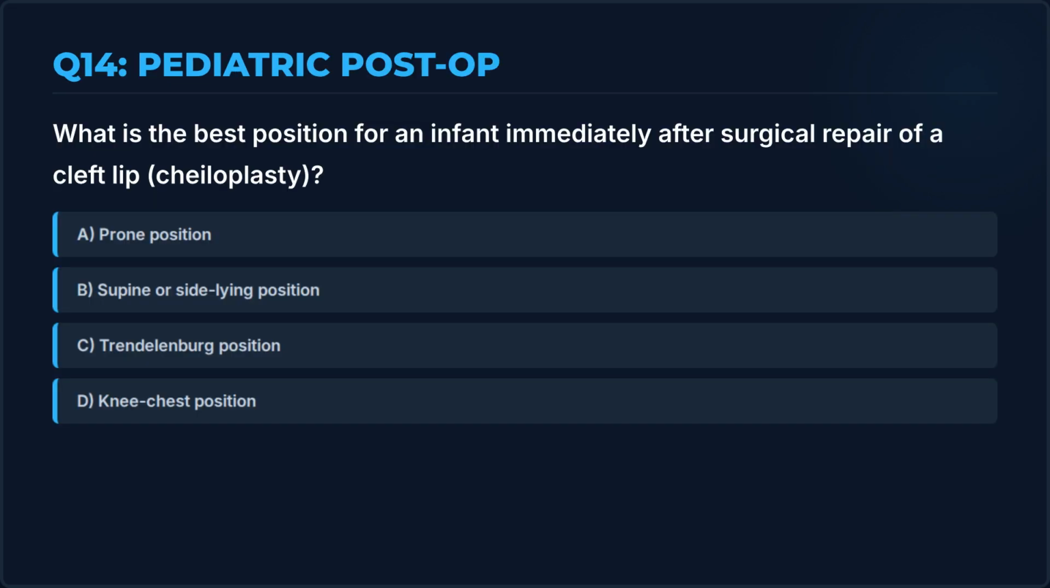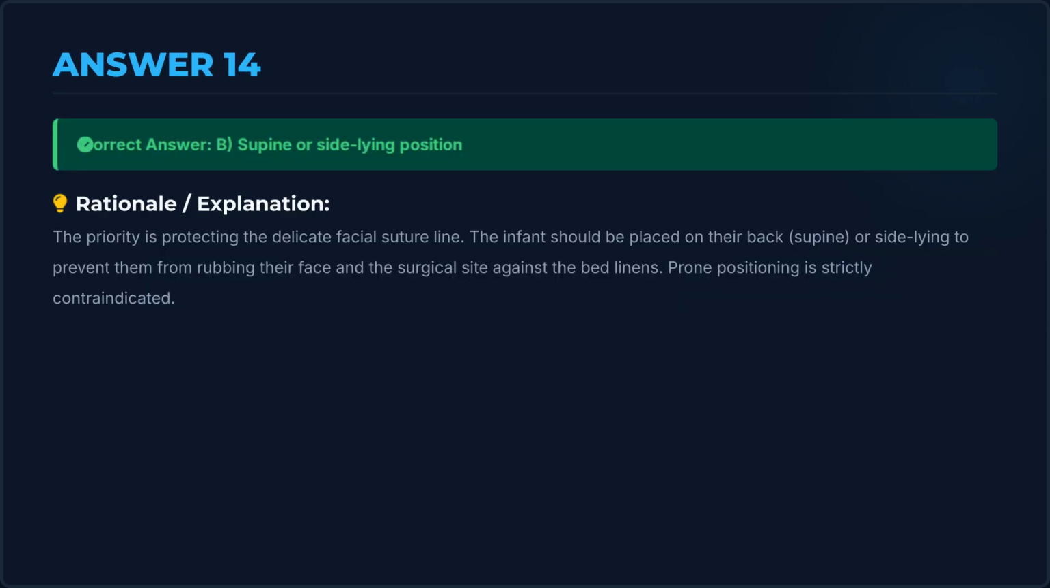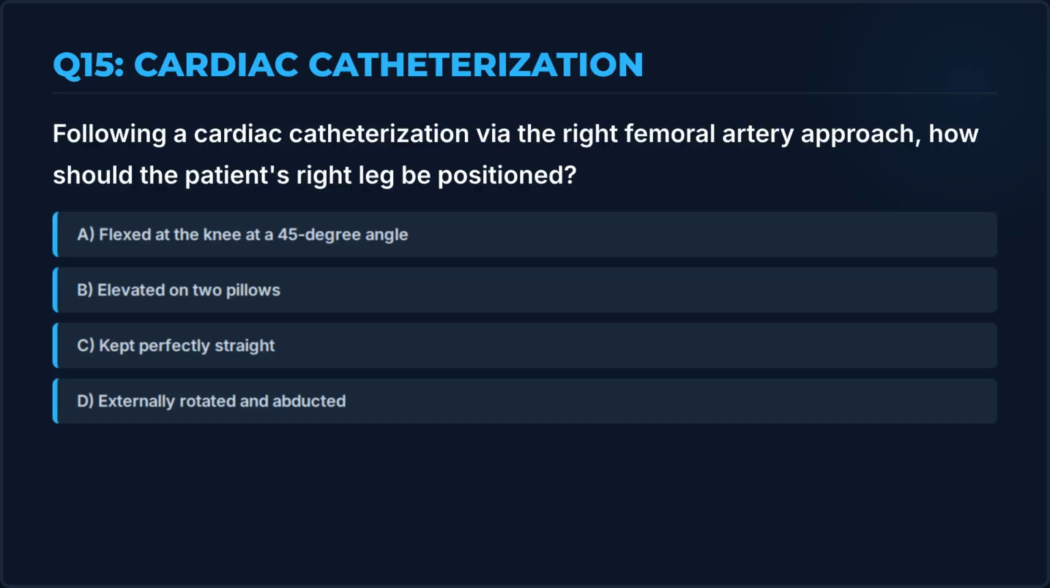Question 14. What is the best position for an infant immediately after surgical repair of a cleft lip or cheiloplasty? The correct answer is C, supine. The priority is protecting the delicate facial suture line. Placing the infant on their back or side lying prevents them from rubbing the surgical site against the bed linens.